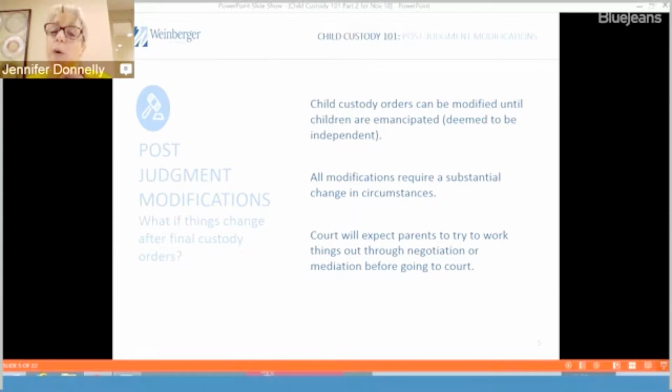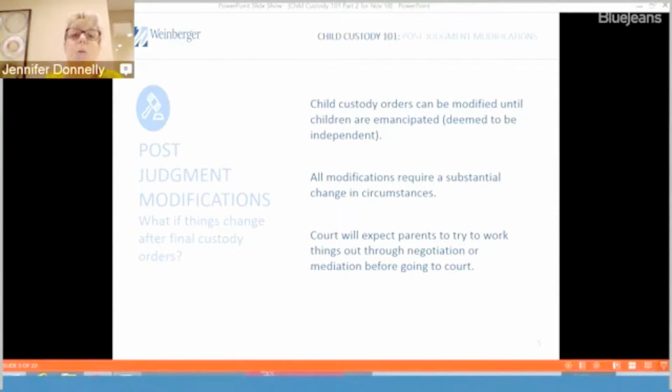Now, it's important to note here, because we get a question a lot. That is, well, listen, I was just awarded temporary custody. How do I make my custody permanent? Well, quite frankly, there is no such thing here in New Jersey as permanent custody. All custody in New Jersey is temporary.